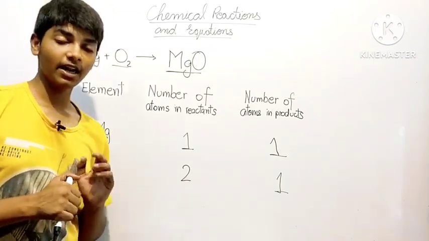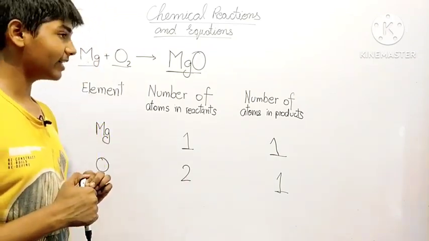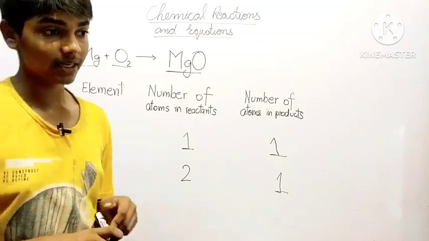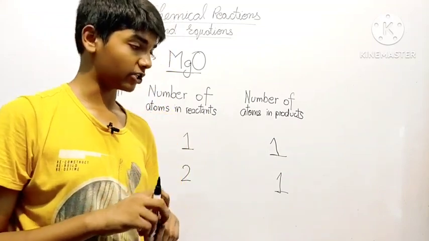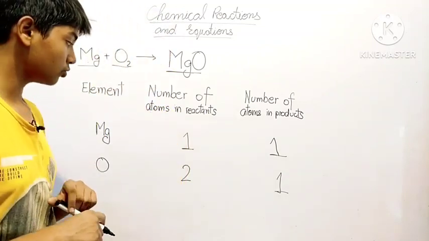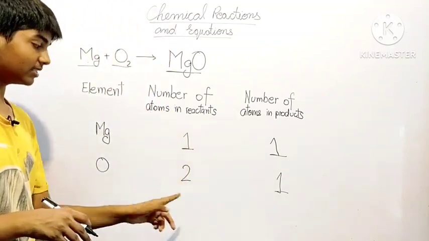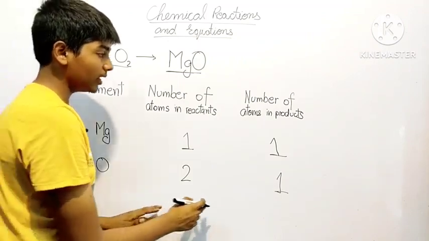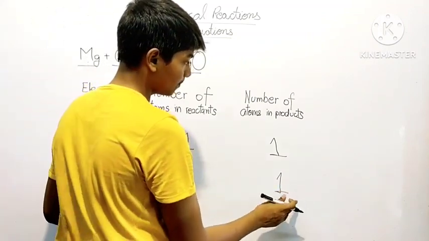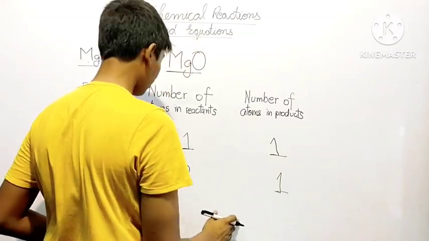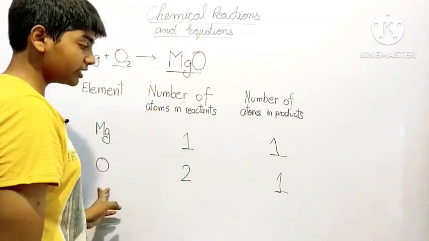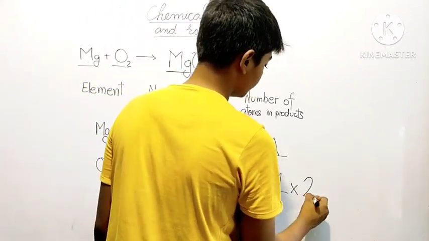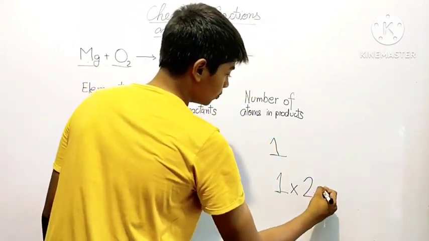But what we have learnt in 9th grade is that mass can never be created nor destroyed in a chemical reaction, which is the law of conservation of mass. So according to the law of conservation of mass, this is not possible. To balance this equation, we would have to make the number of atoms of oxygen in the product side also 2. So what we will do is multiply this 1 by 2. So we will get 2.